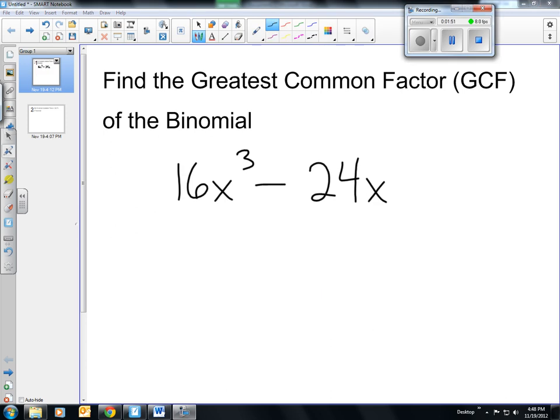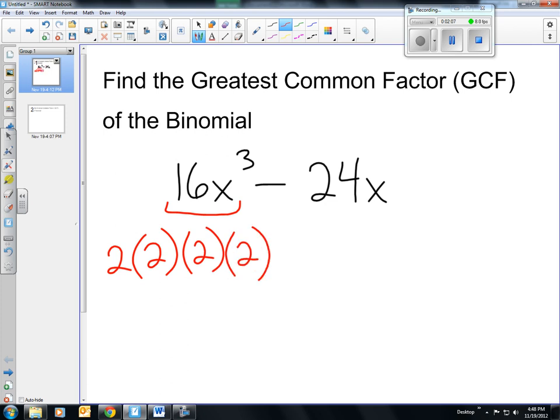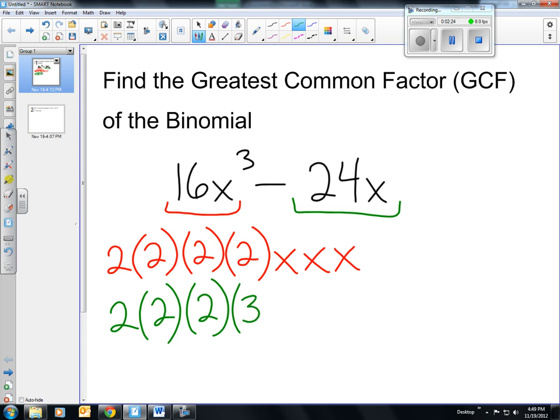Let's look at another example with a binomial: 16x cubed minus 24x. If we list the prime factors of 16x cubed, we would say 2 times 2, which is 4, times 2, which is 8, times 2, which is 16. And then we'd list x times x times x. Then for 24x, we would say 2 times 2 is 4, times 2 is 8, times 3 is 24. That would be the prime factorization of 24x.